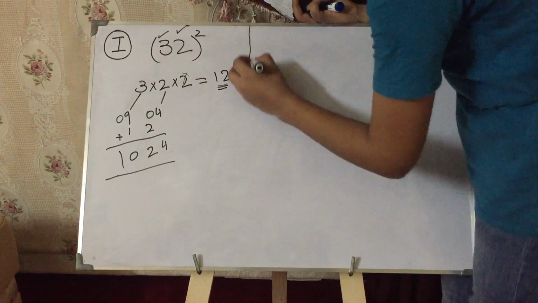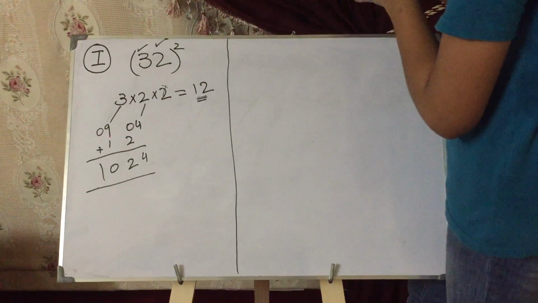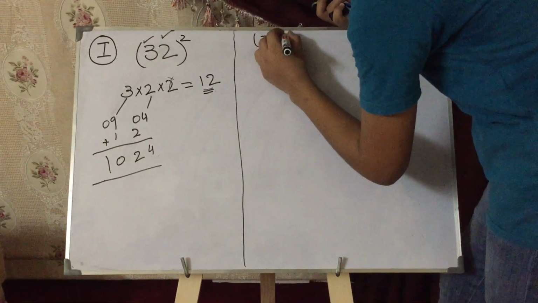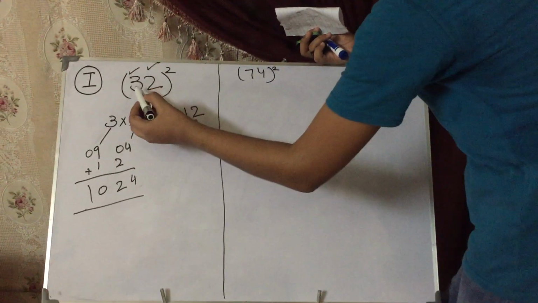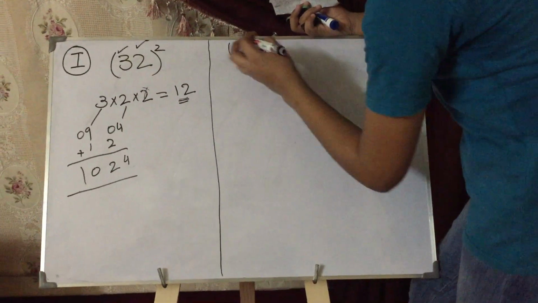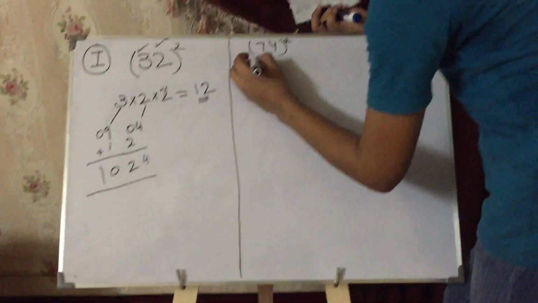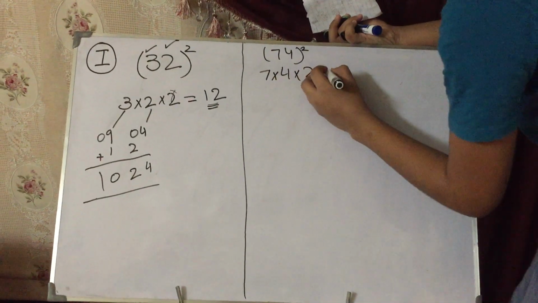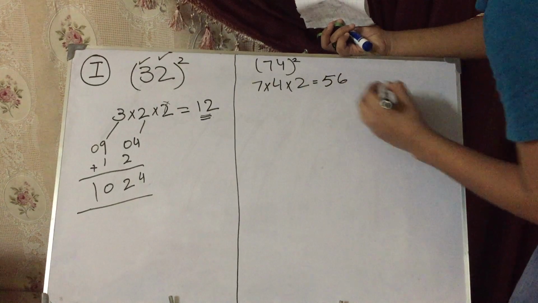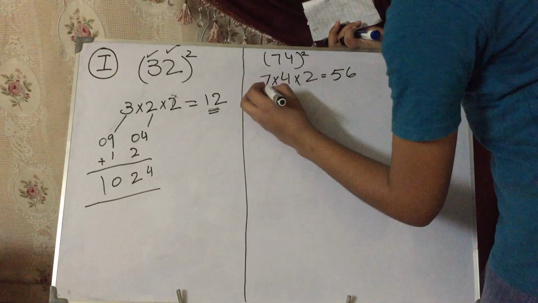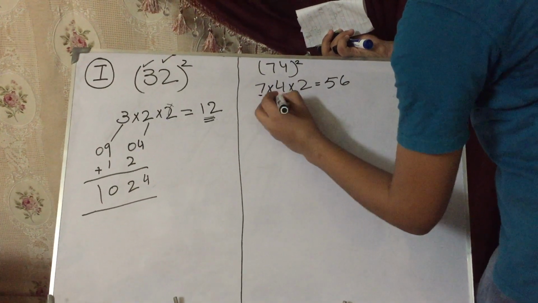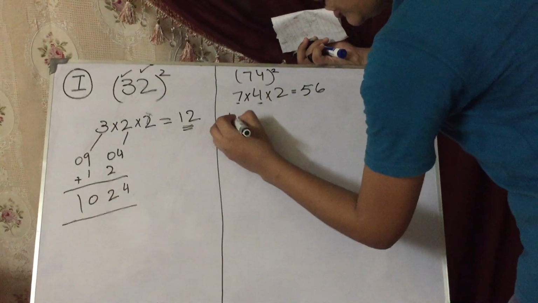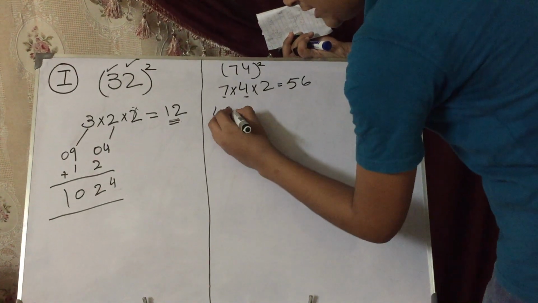If you didn't understand it, I'll give you another example: 74 square. What I told you: multiply 7 multiplied by 4, and the power here as well. 7 multiplied by 4 multiplied by 2. What is the answer? 56. Now, what did I tell you? We have to take out the square of 7 and 4. We don't have to touch the third number. So, square of 7, 49.